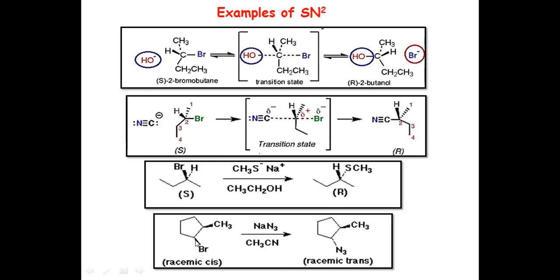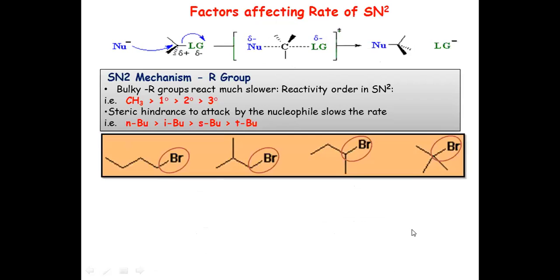Now here you can see a beta, and the incoming nucleophile has gone to alpha position. So all these examples are of your SN2 type of reactions. So what are the different factors now which decide the rate of SN2 type of reaction? So this is your general SN2 reaction.